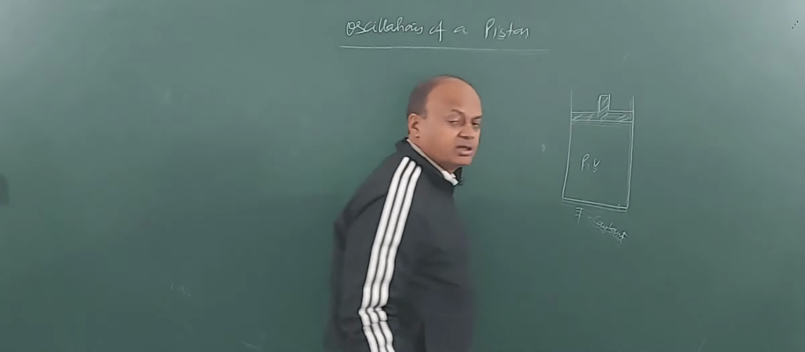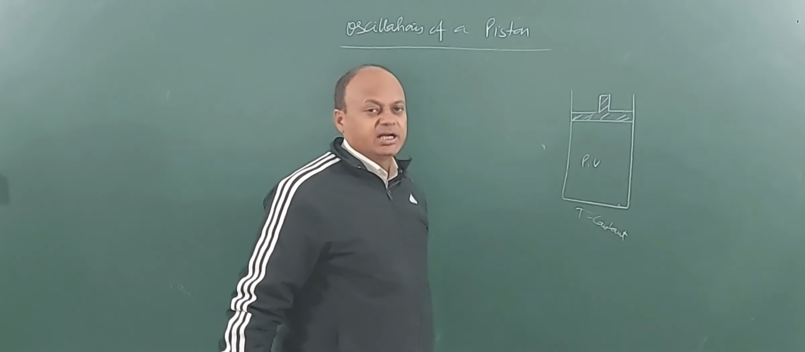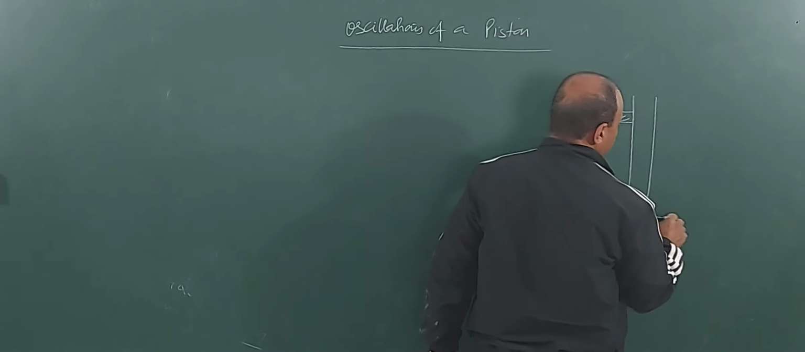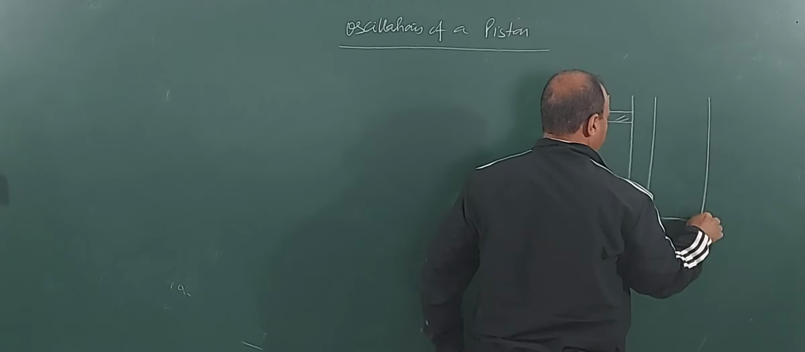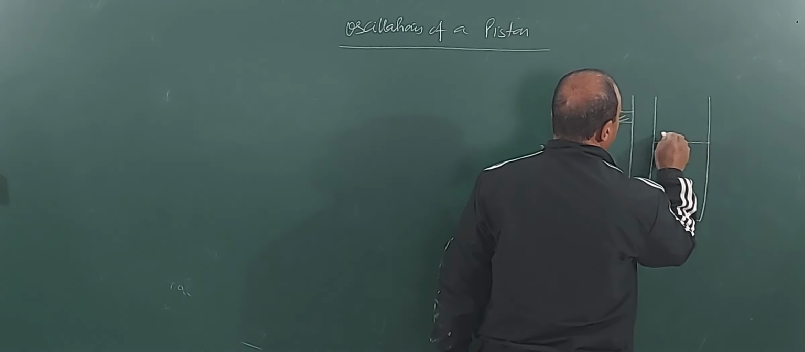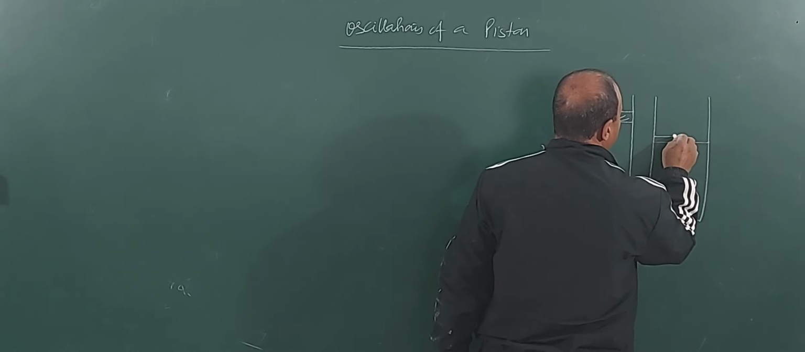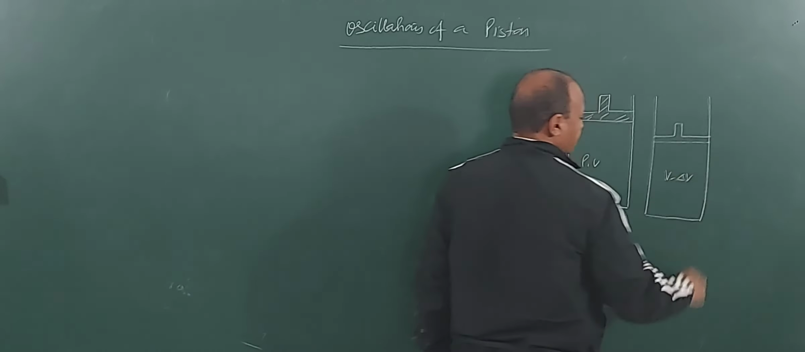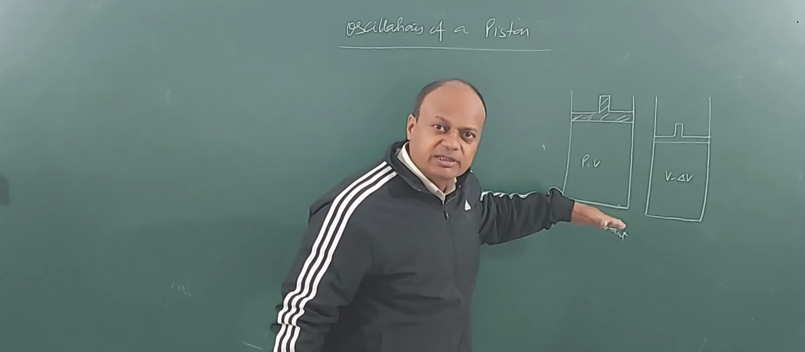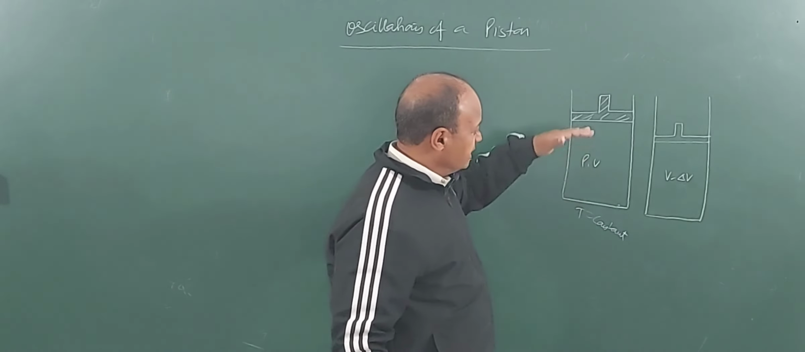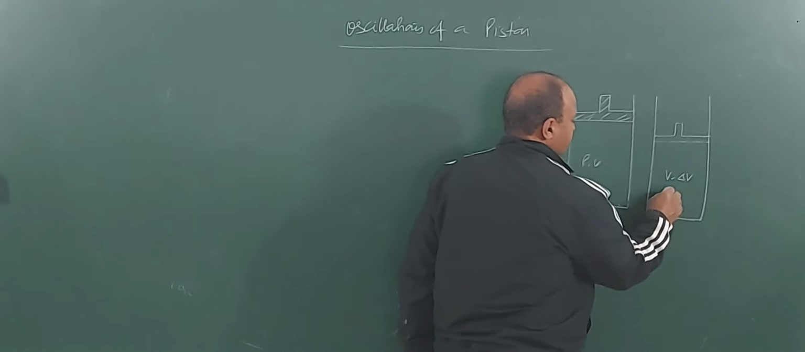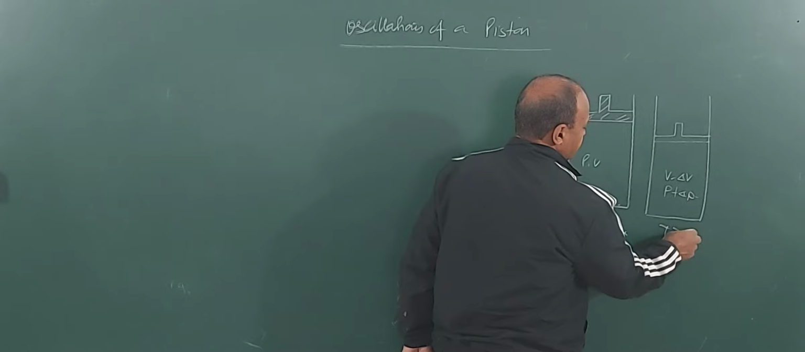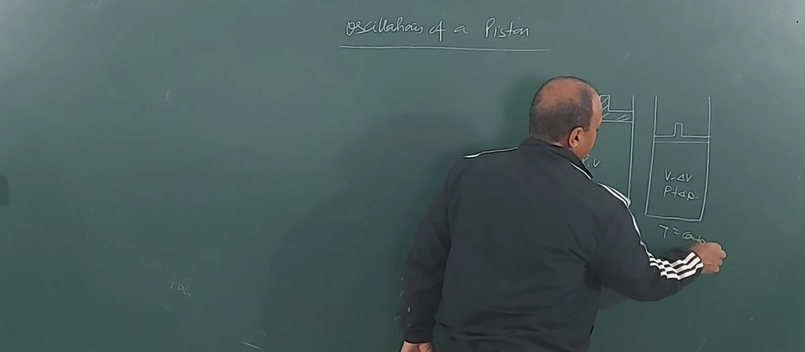Now suppose I compress the piston and release it. I compress the piston, so the piston comes here. If the piston comes here, children, then obviously what will happen? Volume of the gas will decrease. As you compress, the volume of the gas in the cylinder will decrease, and the pressure will increase. The pressure will become P plus delta P, and again the temperature remains constant.